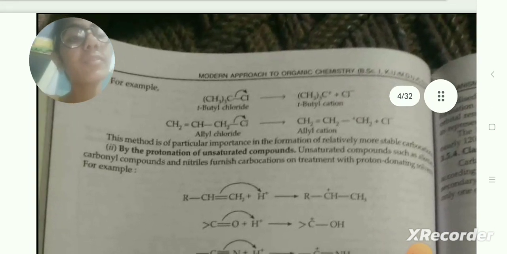First one is direct ionization. The carbon-halogen bond C-X in many organic halides generates a carbocation in the presence of a highly polar medium. Some examples you can see on the screen. This method is of particular importance in the formation of relatively more stable carbocations.